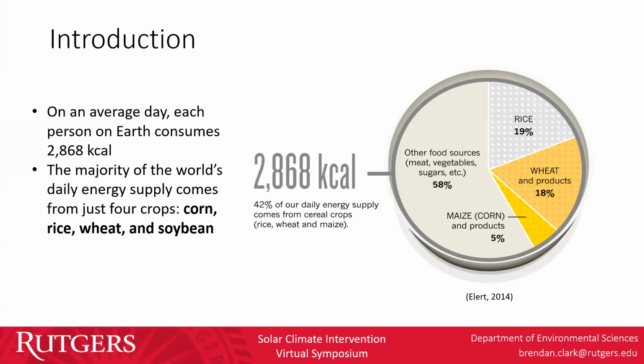All right, so on average, each day, every person on Earth consumes about 2,900 calories from food. And the majority of that comes from just 4 crops, which are corn, rice, wheat, and soybean. So you can see the breakdown over here. You have rice, wheat, corn, and if you included soybean, it would maybe be about 50%. So understanding how the production of these 4 crops will change in the future is really important to understanding the world's ability to feed the planet.